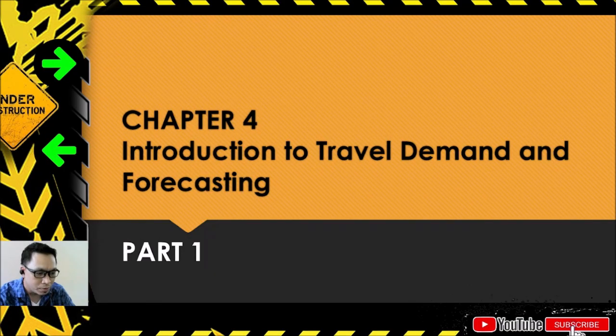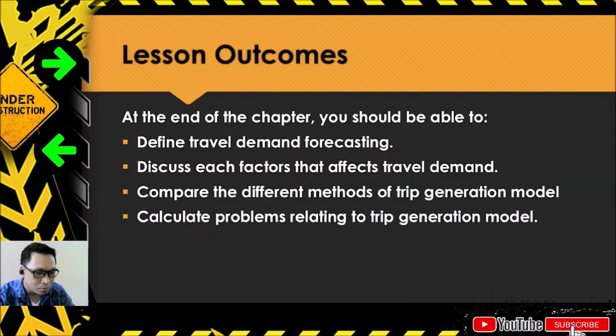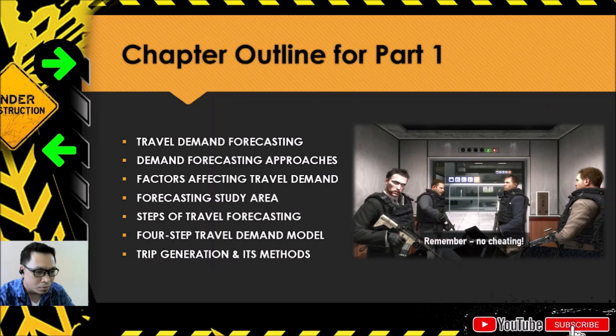So for today's entry, we will discuss part 1 of chapter 4, which is entitled Introduction to Travel Demand and Forecasting. At the end of this chapter, you should be able to define what travel demand forecasting is, discuss each factor that affects travel demand, compare the different methods of trip generation model, and calculate problems relating to trip generation model.